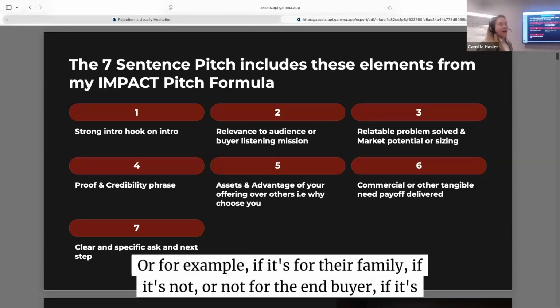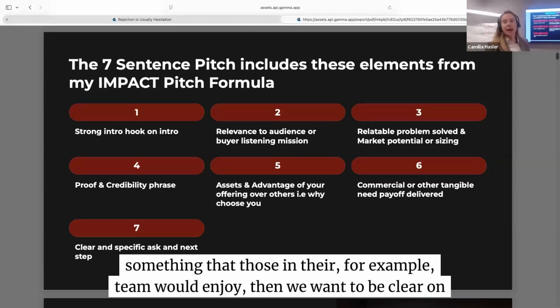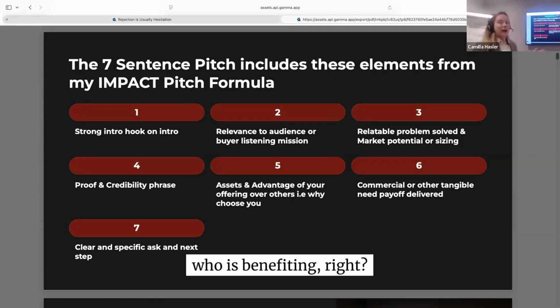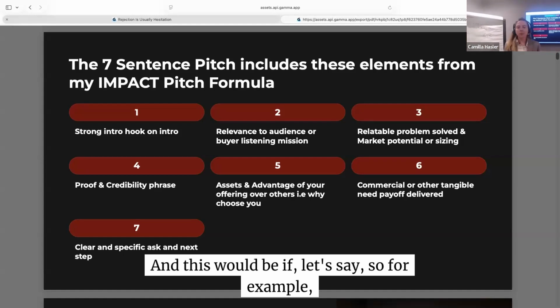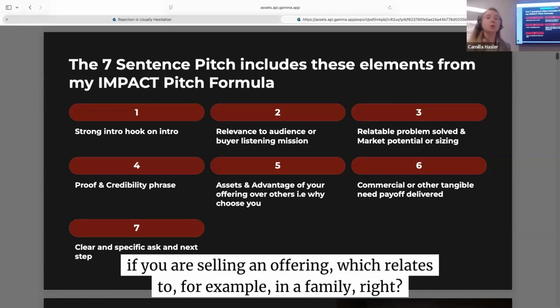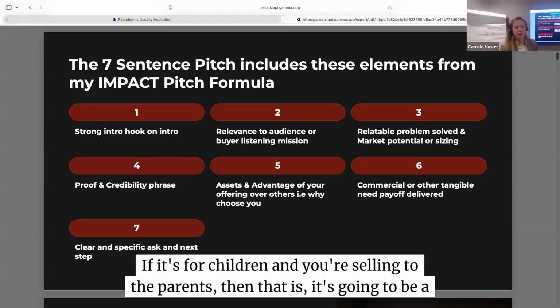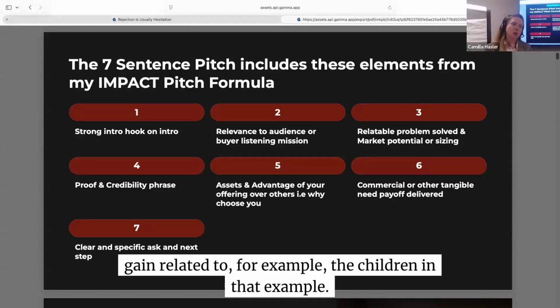Or, for example, if it's not for the end buyer, if it's something that those in their team will enjoy, then we want to be clear on who is benefiting. For example, if you are selling an offering in a family context, if it's for children and you're selling to the parents, then that is going to be a gain related to the children in that example.